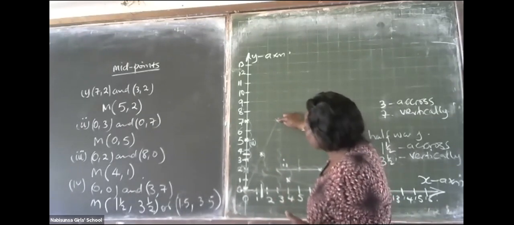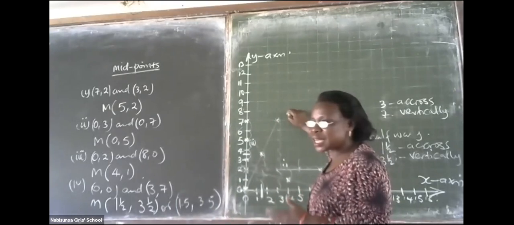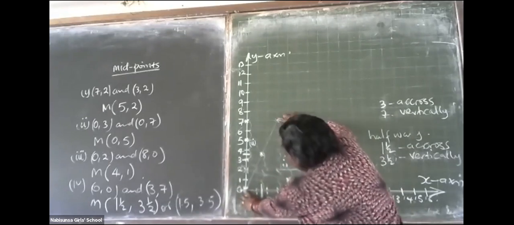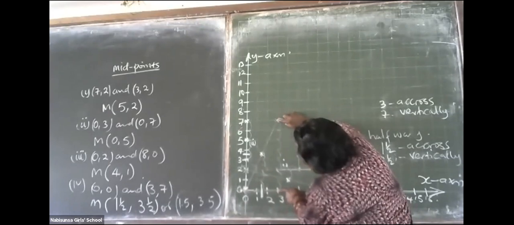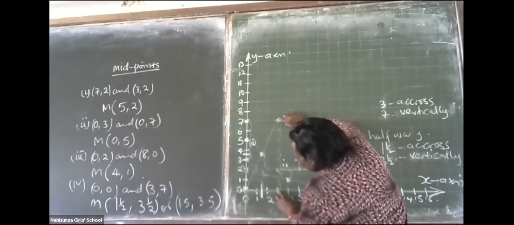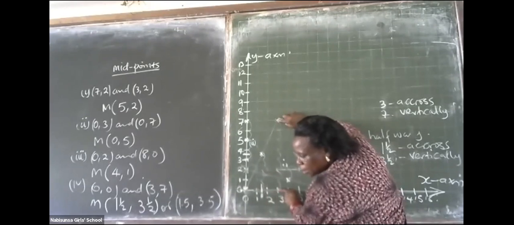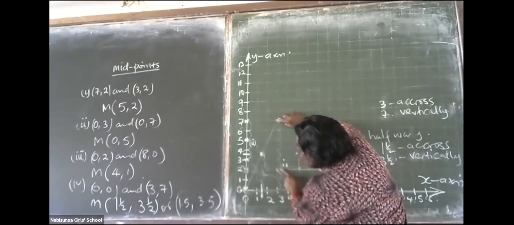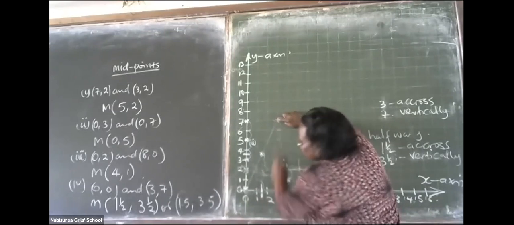After you have plotted the points and joined them with a straight line, we count the steps across and the steps vertically. Moving from 0 to this point, how many steps are you moving across? 3. And how many vertical steps are you making? 1, 2, 3, 4, 5, 6, 7.